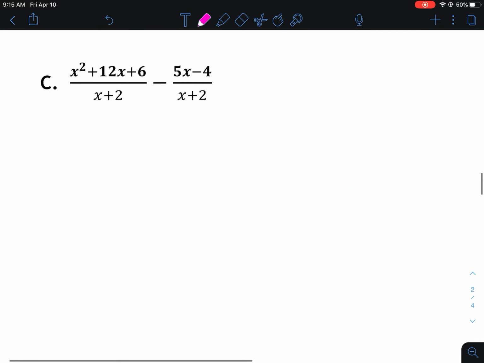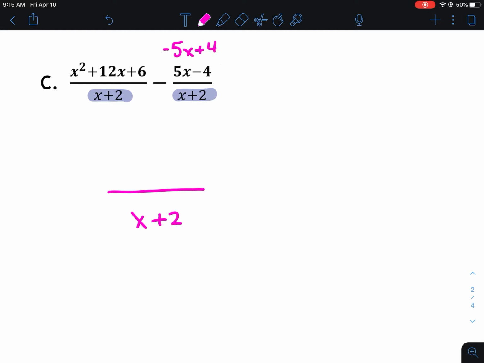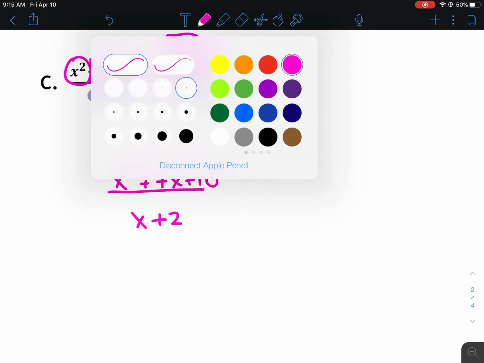All right, and our last one, again, this is minus. Our denominator is x plus 2, so I am just going to distribute that by changing both of these signs. Nothing adds with x squared. Plus 12x minus 5x gives me a 7x. And then 6 plus 4 gives me 10. Okay, and that would be my final answer.